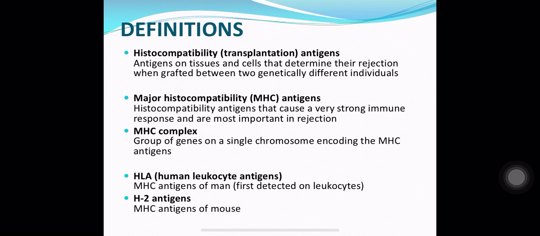Now, the MHC has been given different names in different species. In human beings, the MHC is known as HLA, or human leukocyte antigen. It is known as human leukocyte antigen because it was first discovered on the surface of leukocytes. In mouse, the MHC antigens are known as H2 antigens. Similarly, in different species, the MHC antigens have been given different names.